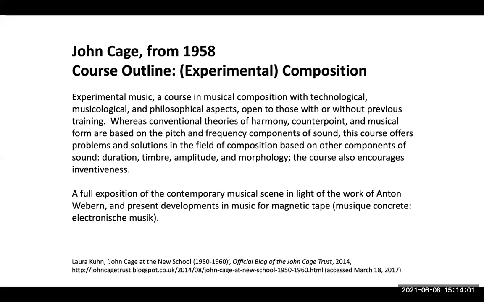From 1958, Cage taught an influential course in experimental composition at the New School for Social Research in New York, and here's an outline of what went on there. Many artists and composers who attended Cage's course would later be identified with the Fluxus group, such as George Brecht, La Monte Young, Alison Knowles, Dick Higgins, Allan Kaprow, George Maciunas, and Toshi Ichiyanagi.